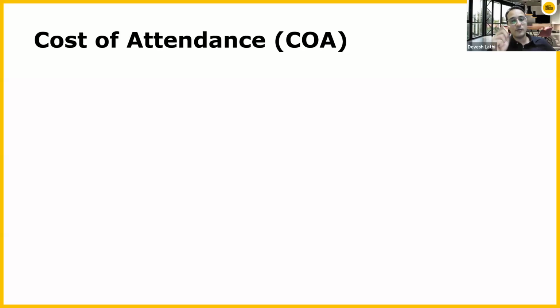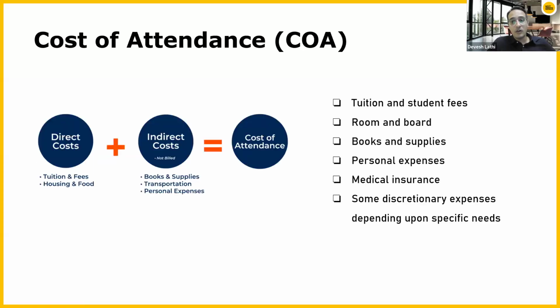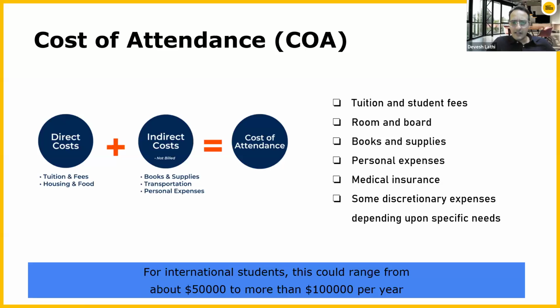But to understand CSS profile nicely, we first need to understand the different costs involved when you study abroad. In this session, we are going to focus a little more on the US because CSS profile is more focused at the American institutions. So when you think of studying abroad, your main costs are your tuition fees, student fees, room and board, which are your direct costs, and indirect costs include books and supplies, medical insurance, personal expenses, and any other discretionary expenses depending upon your specific needs.